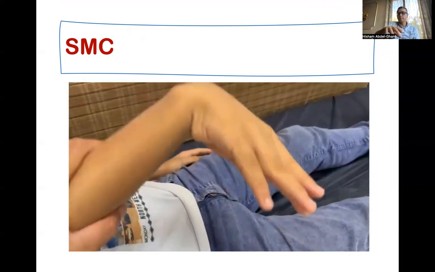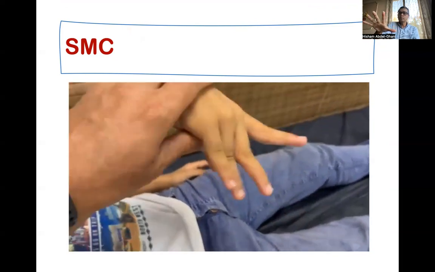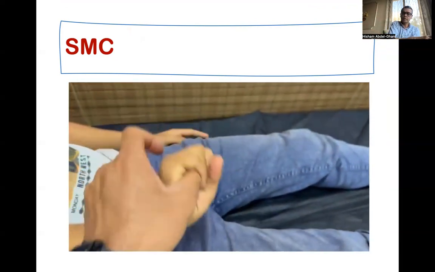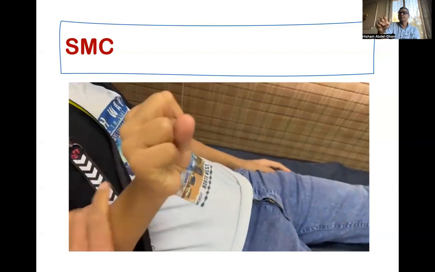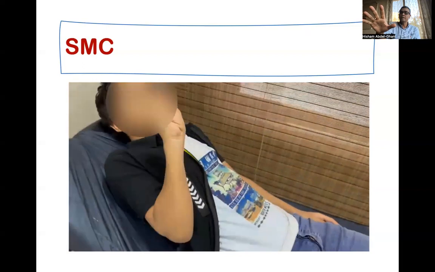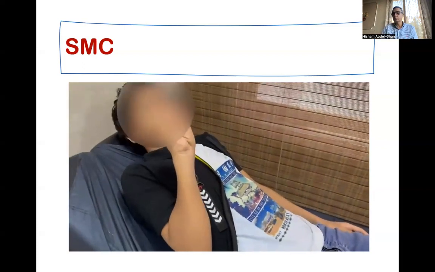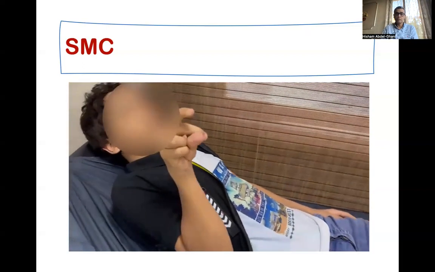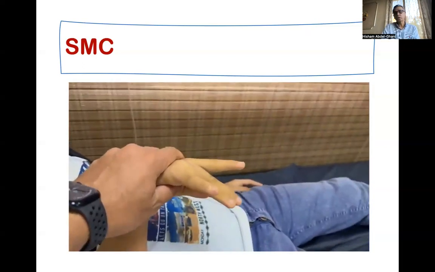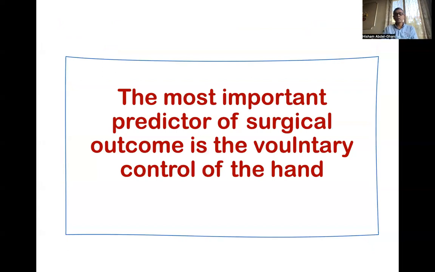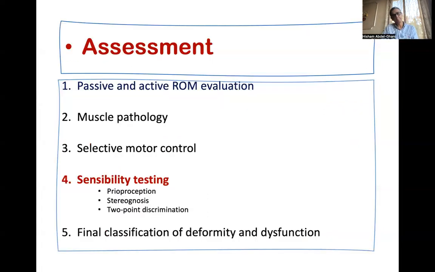He doesn't need to elevate, but to recruit this movement he does movement of the other joints. And after we do the extension, the grip is maintained and he cannot do a release. So this patient does not have good selective motor control, and this is an indication of the poor surgical outcome or functional outcome in general. And the selective motor control is the most important predictor of surgical outcome in the voluntary control of the hands.